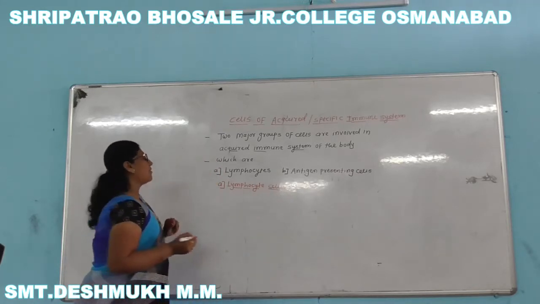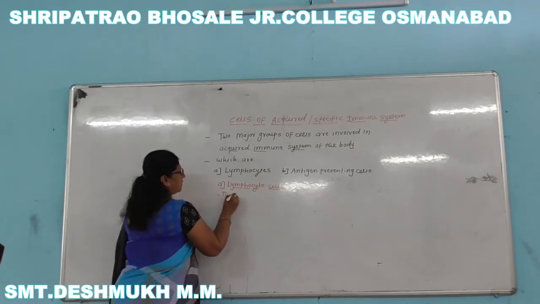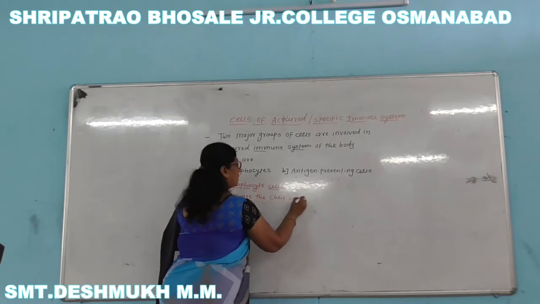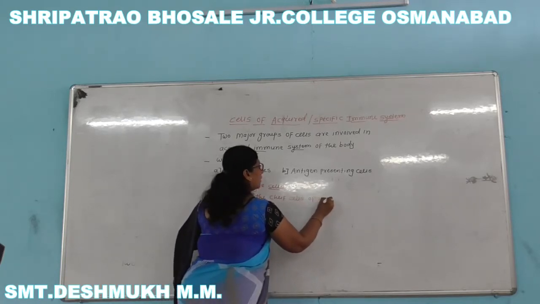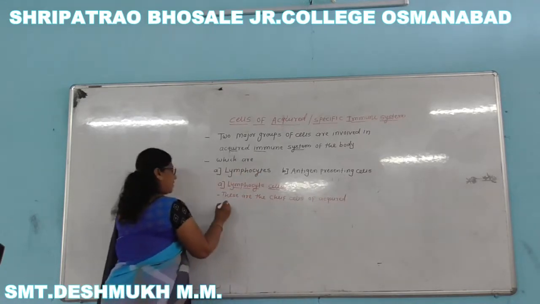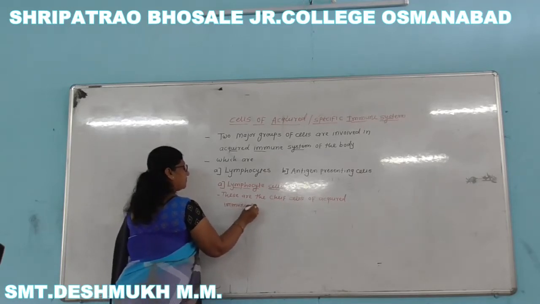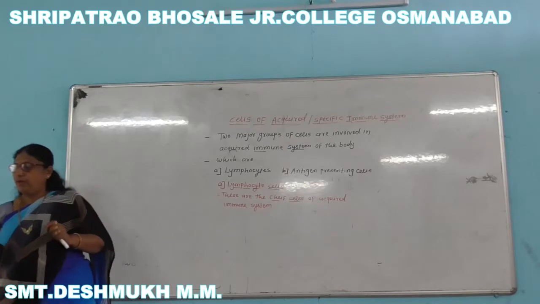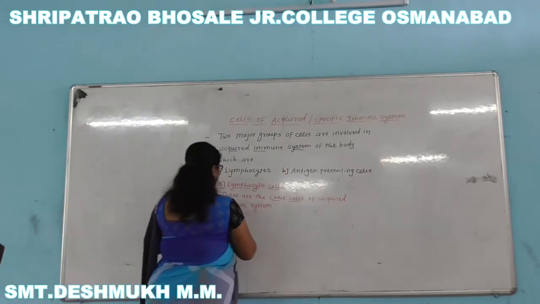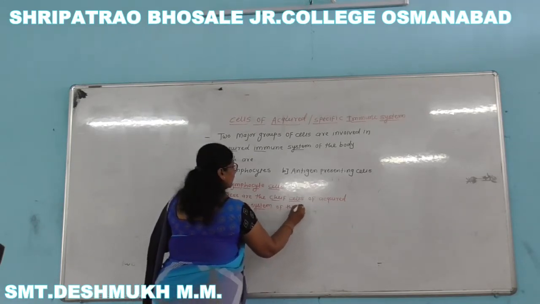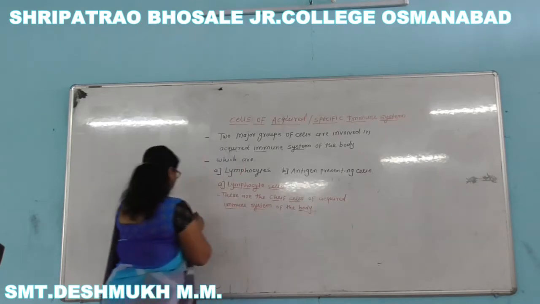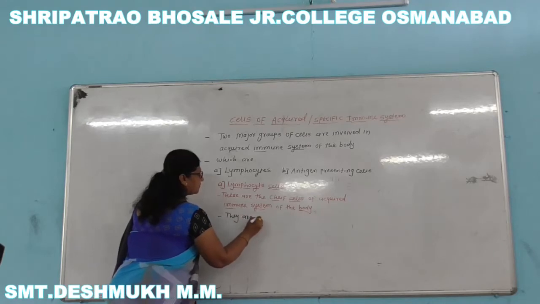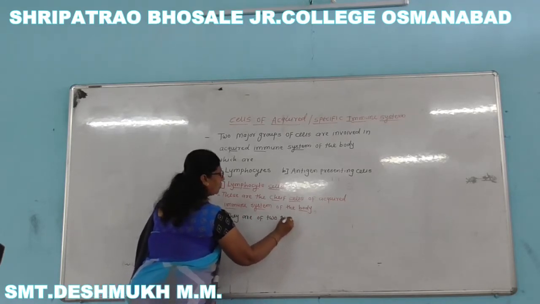Lymphocyte cells. These are the chief cells of the acquired immune system of the body. They are of two types.